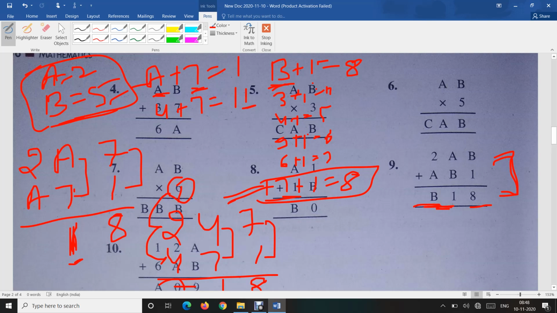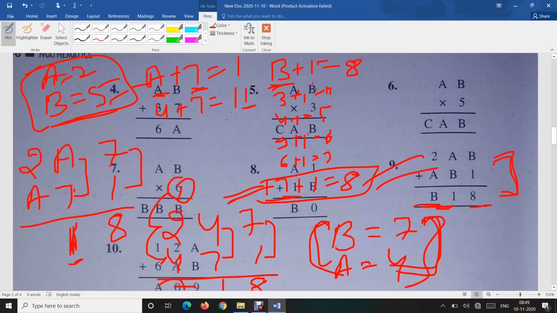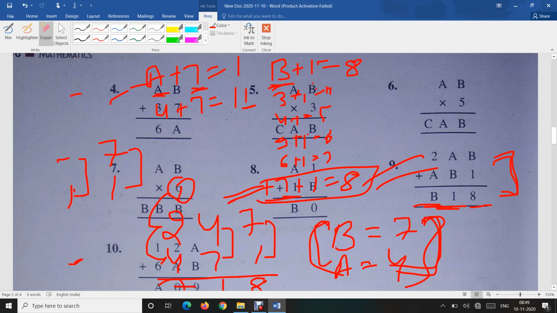That means when we put b is equal to 7 and a is equal to 4, then this condition is satisfied here. That means the values should be b is equal to 7 and a is equal to 4. Hope you understand this also. All the questions are similar. So you have to try all these types of questions, and if you face any problem while solving any question, then you can ask. I will clear your doubts in the next class.